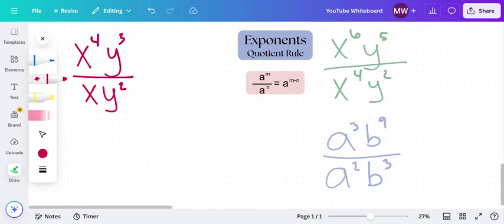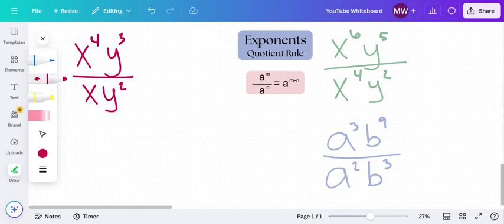So for example, our first problem is x to the fourth, y to the third, over x, y to the second. So the most important thing to remember is you can only deal with bases that match. X's with x's, y's with y's. You cannot worry about subtracting exponents from the bases that do not match. So I could not subtract a y base from an x base. They have to match. So we can think of this problem as two different problems.